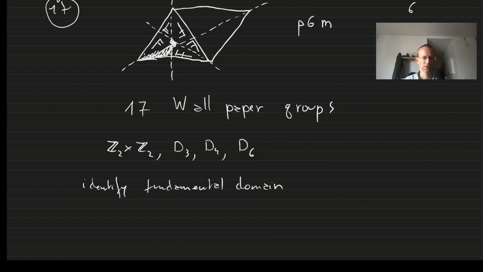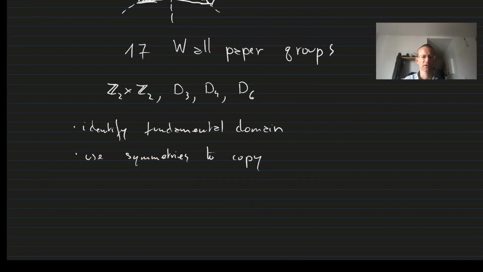And then use the symmetry operations to copy the fundamental domain. The image within the fundamental domain should have no extra symmetry. You can do this for all 17 wallpaper groups and make your own very distinct list of 17 wallpapers.